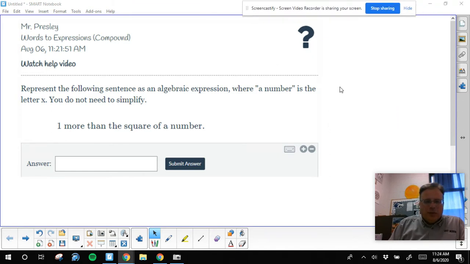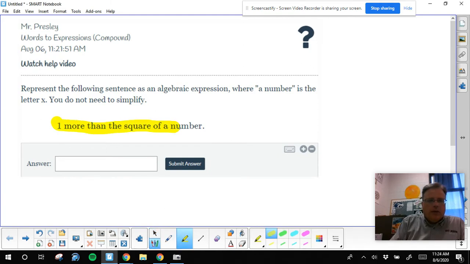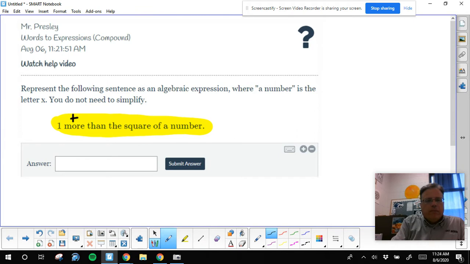It says we need to take the sentence, one more than the square of a number. One more than the square of a number. So one more, that means to add. So we know we're going to add right there. And then it says than, so we're going to add 1 to the square of a number. Well, a number, it tells us, is the letter X, so we'll put X right there.